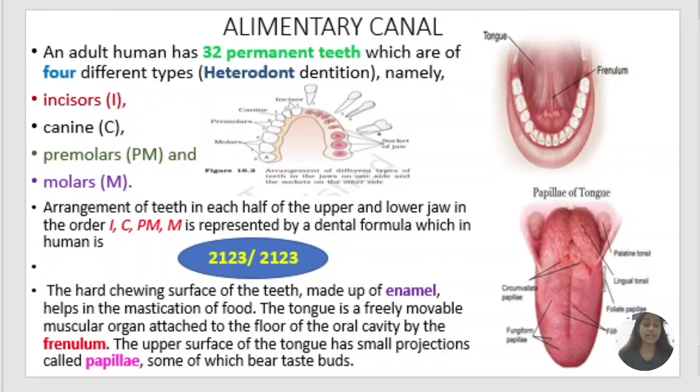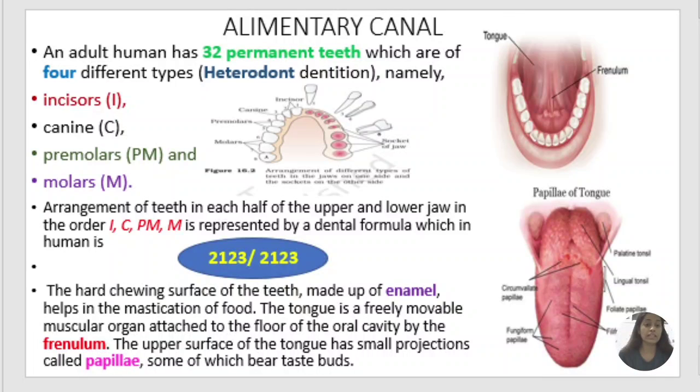An adult human has 32 permanent teeth which are of four different types called as heterodont dentition, namely incisors, canine, premolars and molars. In the image you can see the first two teeth are incisors, which is on the left jaw. Then we have one canine and two premolars and three molars.